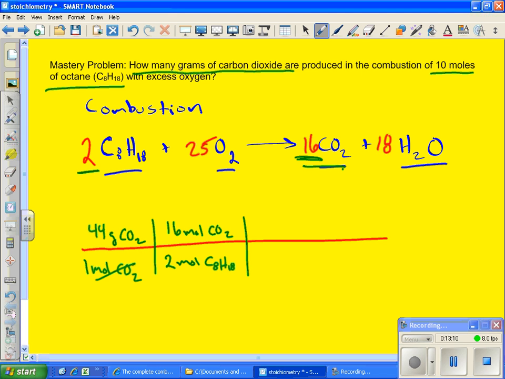And now I have moles of CO2 canceling, and I want to cancel moles of octane. At this point, it's pretty simple. I've got 10 moles of octane that I'm dealing with. So moles of octane cancels, and my answer will be in grams of CO2. And if you carry out the arithmetic, you should get 3,520, a little over 3.5 kilograms of CO2. So that would be an example of how we estimate greenhouse gas emissions. If we know how much gasoline we're burning, we do know how much CO2 should come out as a byproduct of that reaction.